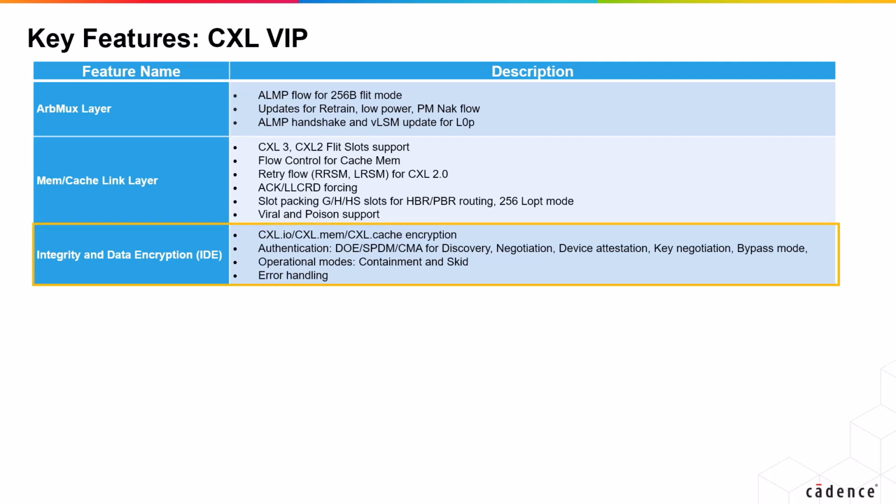The integrity and data encryption is available for CXL.io, CXL.mem, CXL.cache encryption. It also includes authentication feature of DOE-SPDM-CMA for discovery, negotiation, device attestation, key negotiation, and bypass mode. It supports containment and SKID operational modes along with error handling.